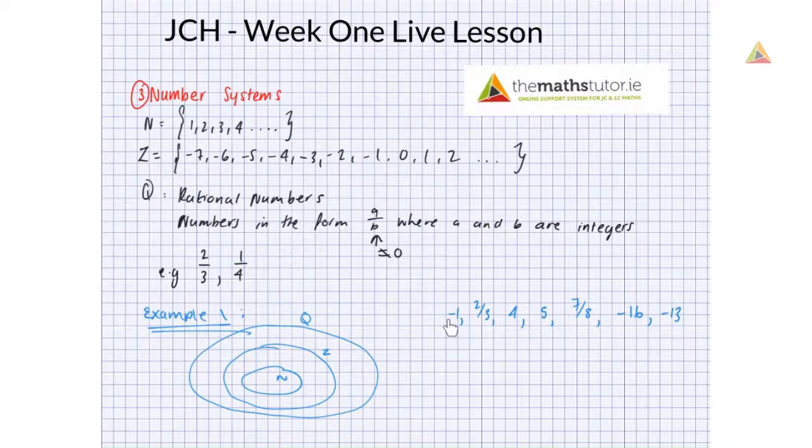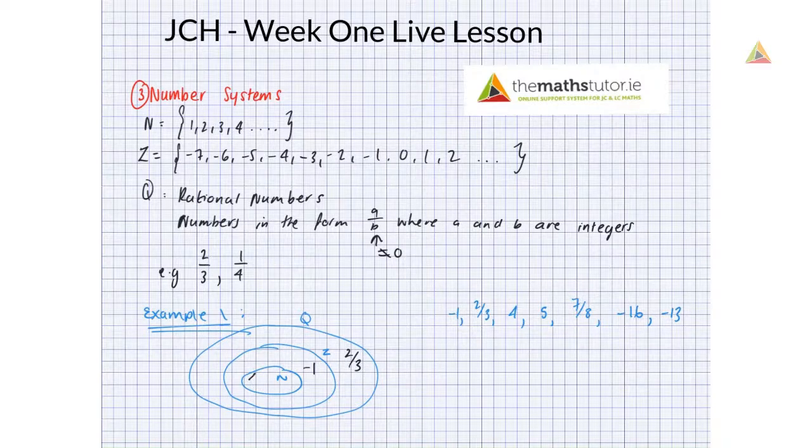So the first one is minus 1. Okay, well, it's not going to be a natural number. Minus 1 is an integer, so I'm going to put minus 1 just here in this area where Z is. Next number is 2 over 3. Now that's a rational number because it's a fraction a over b. So that's going to go in this section here where Q is. So 2 over 3.